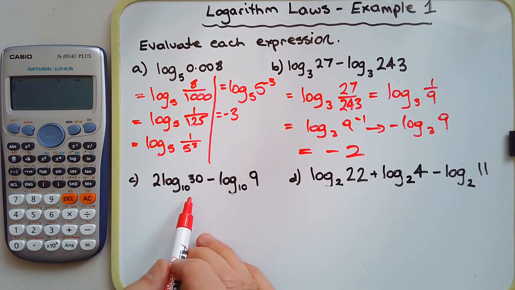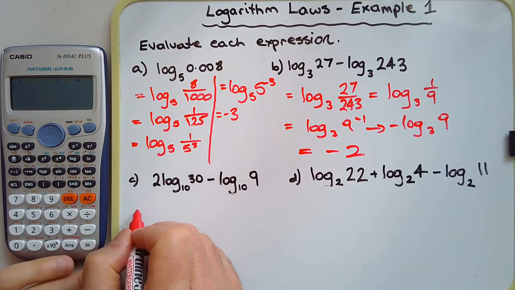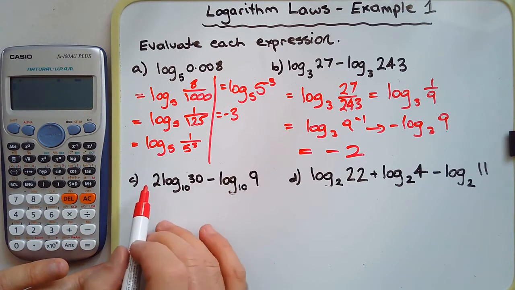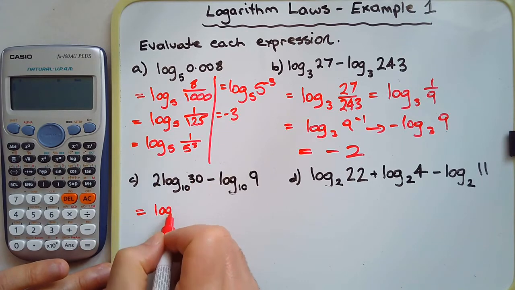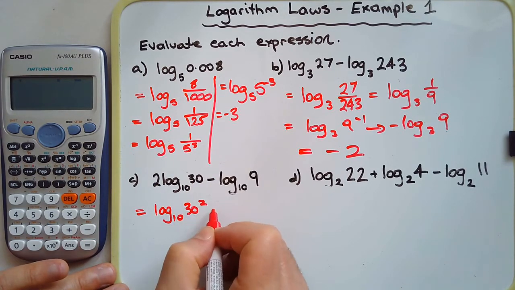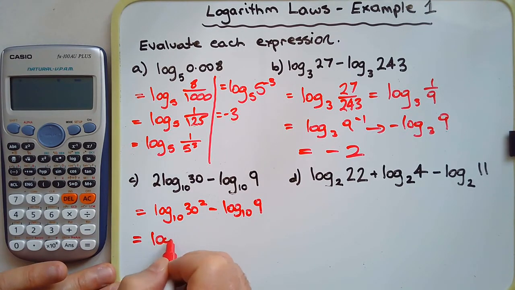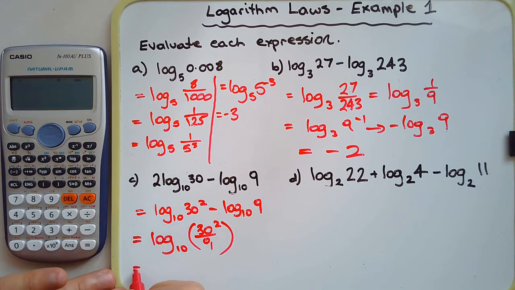Part C, 2 log base 10 of 30 minus log base 10 of 9. Again, to apply logarithm law number 2 here, this 2 must be brought back inside the log. So that's really just log base 10 of 30 squared minus log base 10 of 9. Now we can express this as a quotient, log base 10 of 30 squared over 9, which is really just log base 10 of 900 over 9.